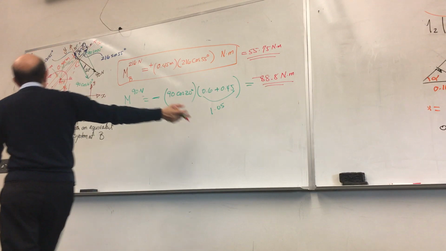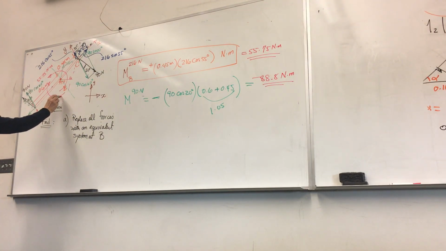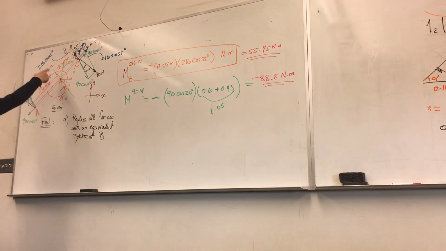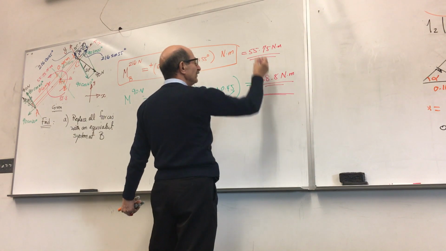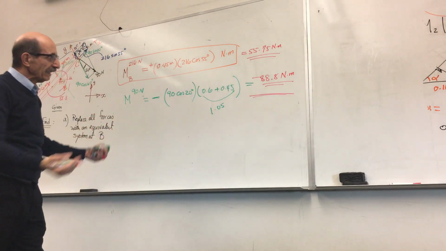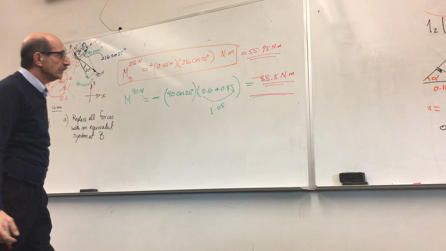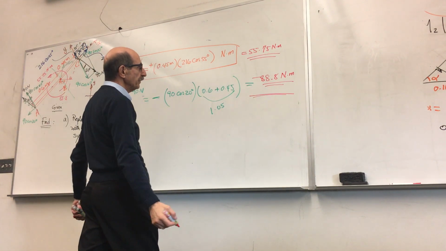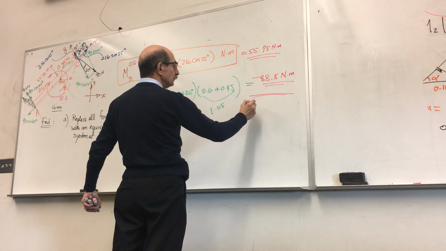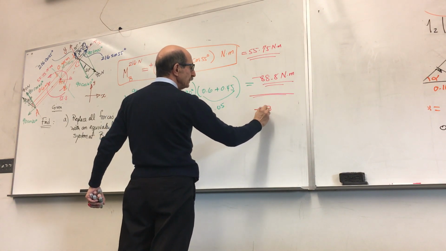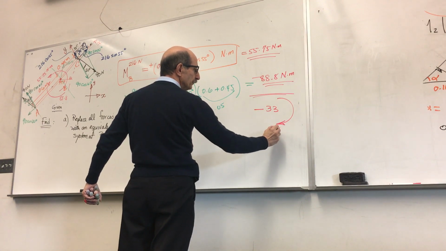So what would be the moment? I need to also put that here, but this is clockwise, 88.8. So these two moments add up. So what is the total? 88 minus 55, so it would be 23, no, I'm sorry, 33. So the total would be negative 33, or basically a moment of this much.